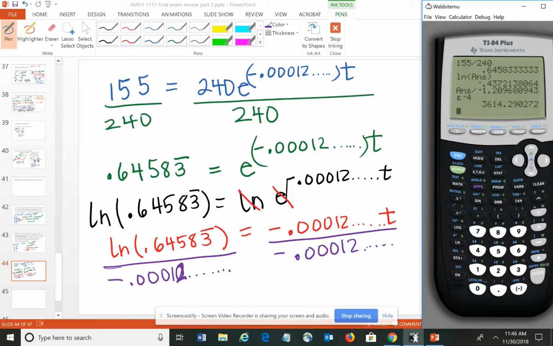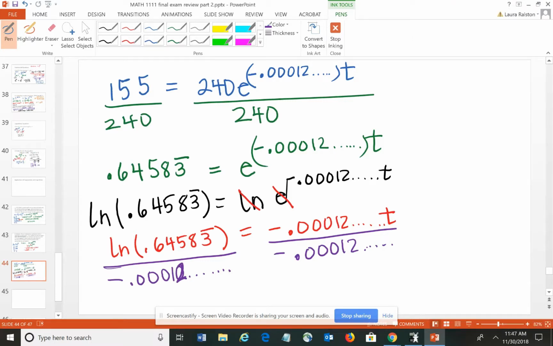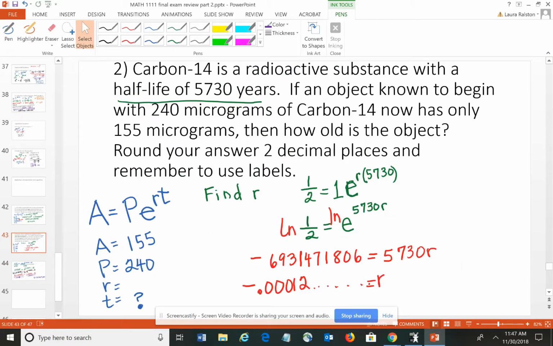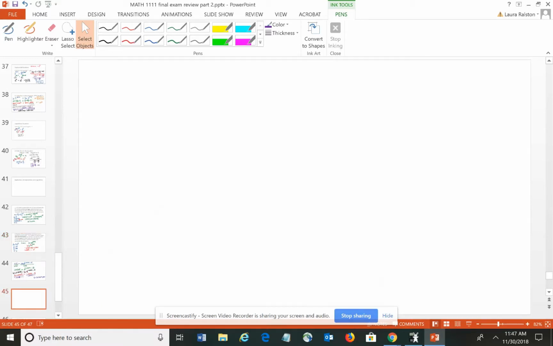Now, if you round preliminarily, you'll get a different answer. Again, I had the advantage of knowing the answer that the author of these questions had done, and they carried all the decimals with them. So just be careful about that. If you get a value that's a little bit off, it may be that you need to carry out more decimals. So the answer here is T equals 3,614.29 years. I do want you to put in the units, and it's years because if you go back and look at the original question, your half-life was in terms of years.